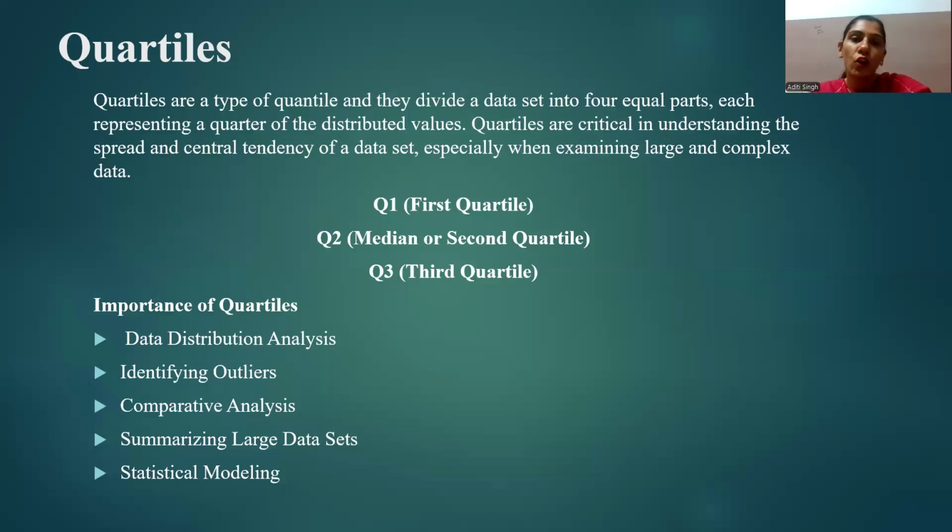Now if we talk about the first and the third quartile, they are also known as the lower and the upper quartile. And the second quartile represents the median or the middle value of a series or area. First and third quartile are the lower and upper quartile, and the second quartile is the median or the middle value.